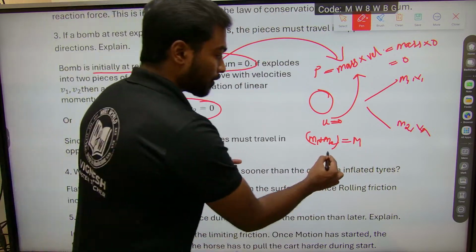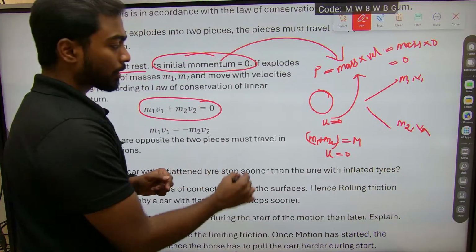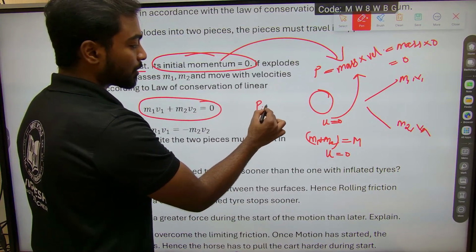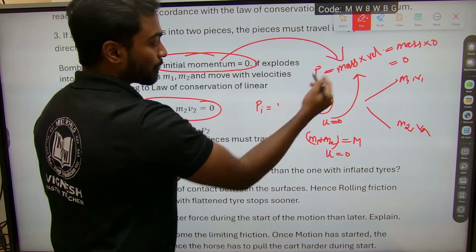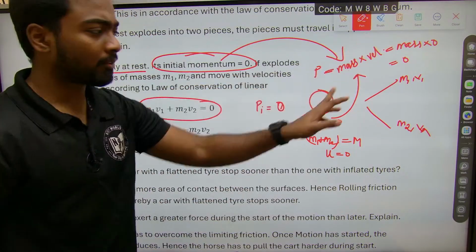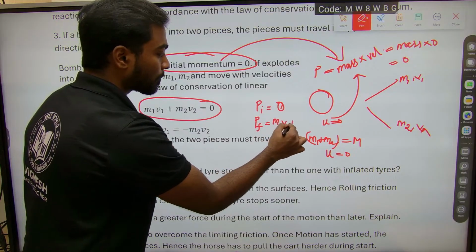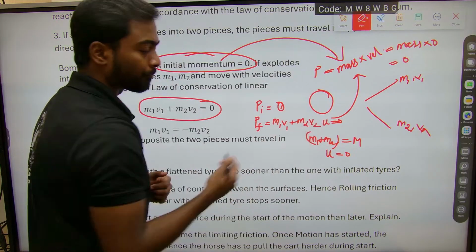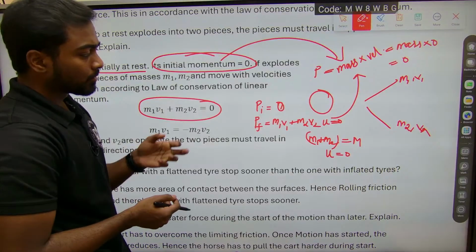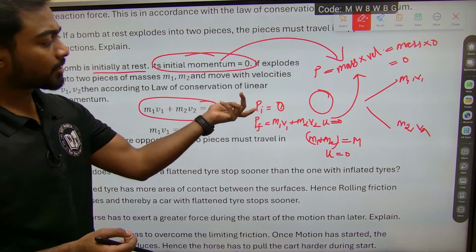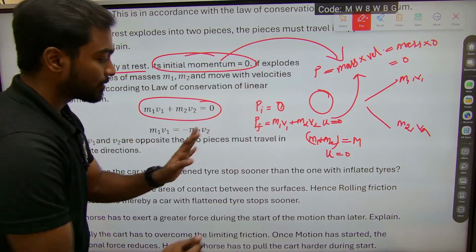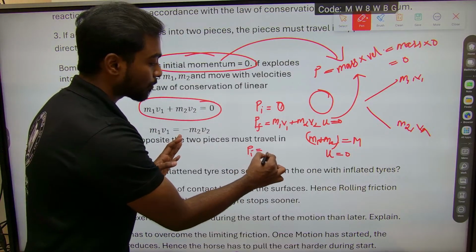And velocity we have taken as 0. So how can we write the initial momentum? P initial will be equal to mass times velocity, and velocity we have taken 0. Then P final will be equal to m1 v1 plus m2 v2, right? Now we know that initial and final momentum will be the same. P initial will be equal to P final.